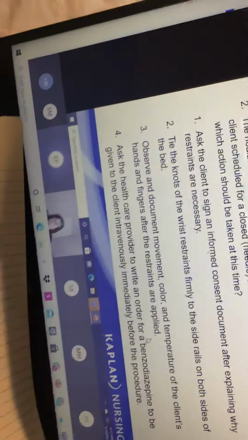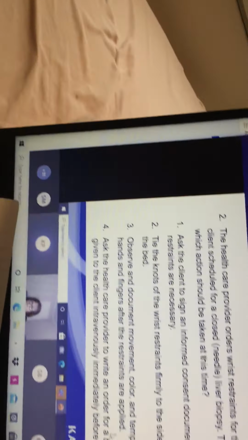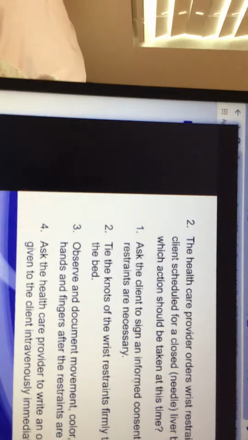Yes. Well, you're asking them to sign something. You're not really gathering any data, right? It says ask the client to sign an informed consent after you explained why restraints are necessary. So you're not gathering data, are you?